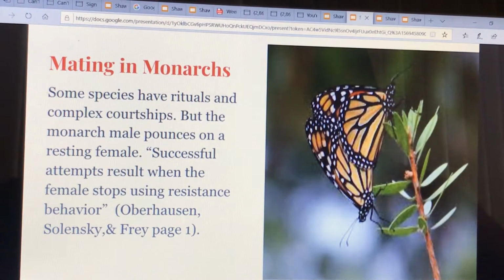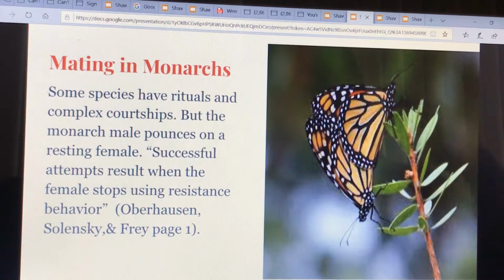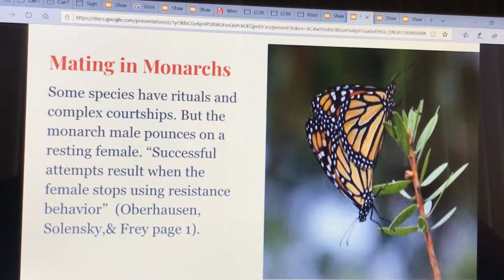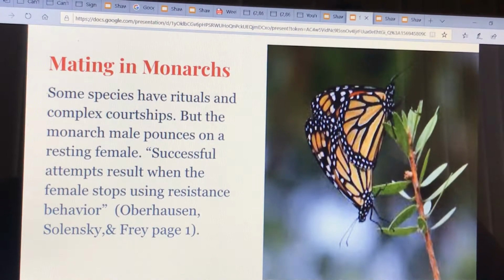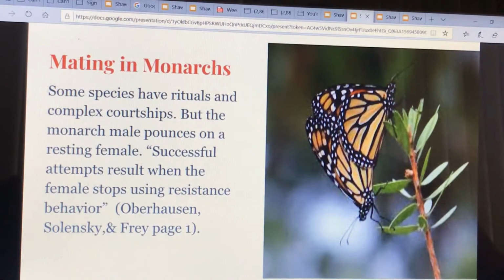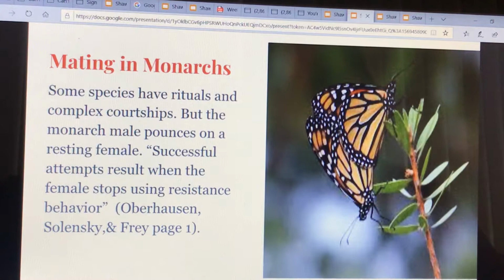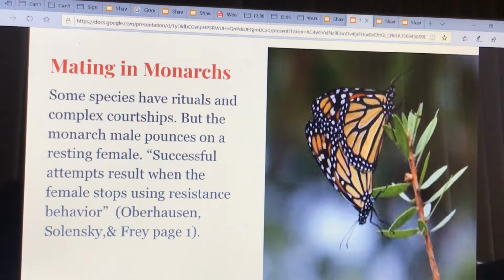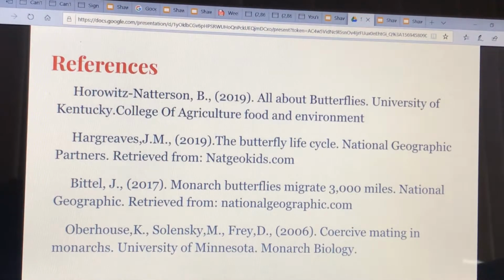Now, I found this very interesting. Normal creatures, insects, there's a courting ritual. The male is coaxing the female into being their mate. And in the monarchs, that's not so much the case. The female, during this migration, is a little tired. She settles down to get some rest. And the male pretty much pounces on her. And once she stops resisting, then he mates with her. So it's a really true romantic love story. Poor little butterflies.